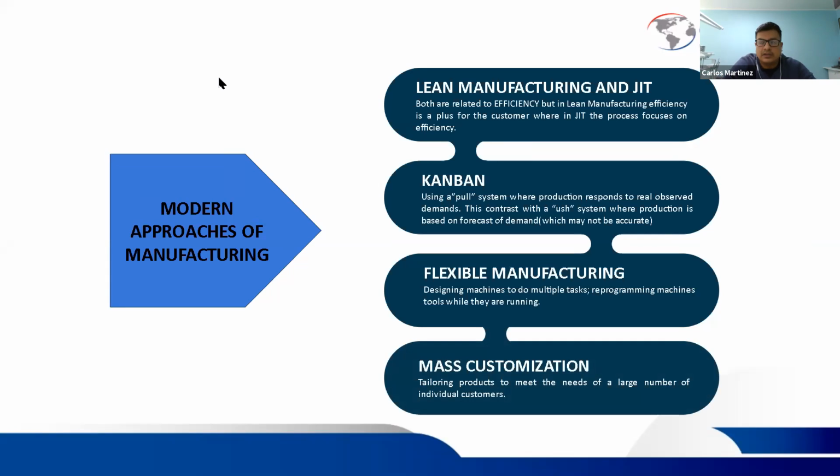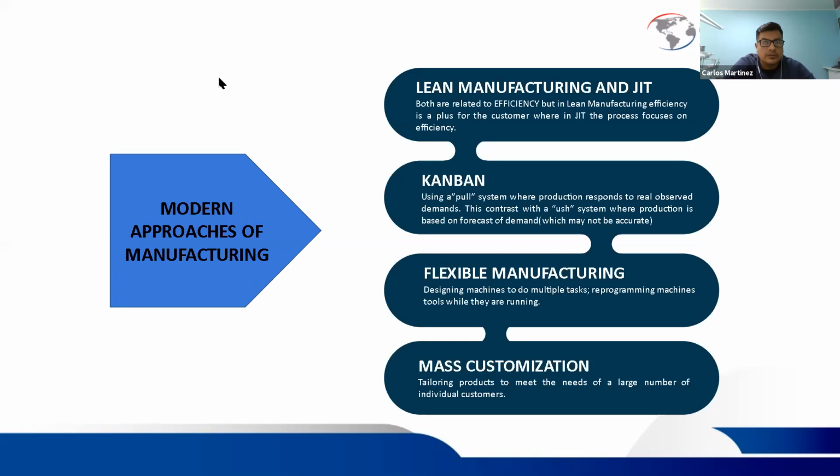And finally, mass customization. Okay, it's tailoring products to meet the needs of a large number of individual customers. This is when we create products specifically for a certain market. Okay, things that are made specifically for, let's say, this group of people or this region, or whatever qualification or category you want to have. You make products specifically for this group. Okay, this is what's called mass customization, when we make tailored products that meet the necessities or the requirements of a certain group.